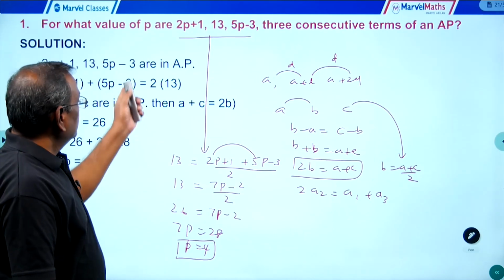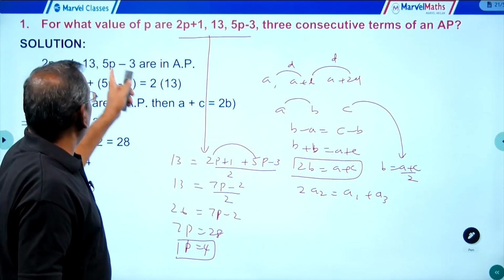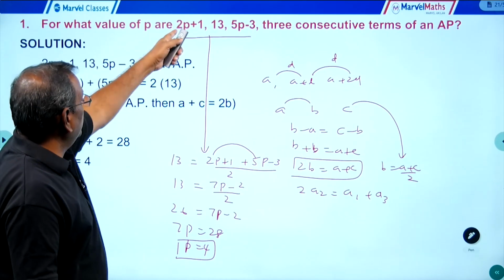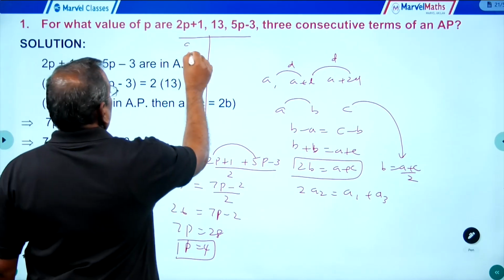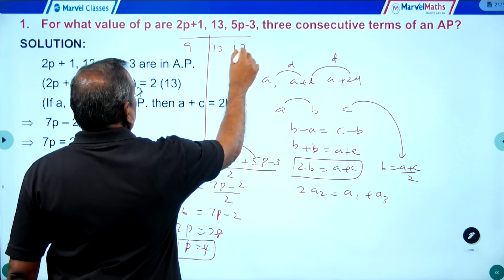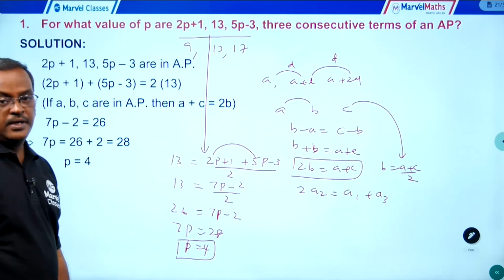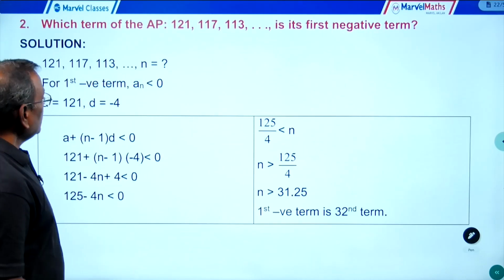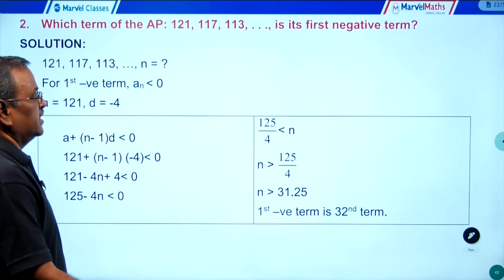Sometimes they will ask the value of the terms. The question is find P. Suppose I substitute P equal to 4 here, this is 9, this is 13 and this is 17. These 3 are in AP. Okay. Next, which term of an AP is the first negative term?